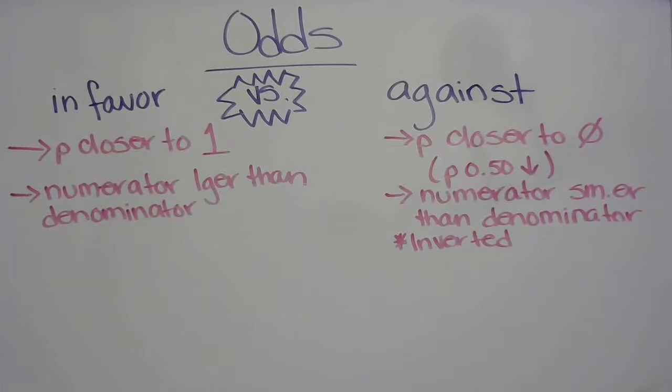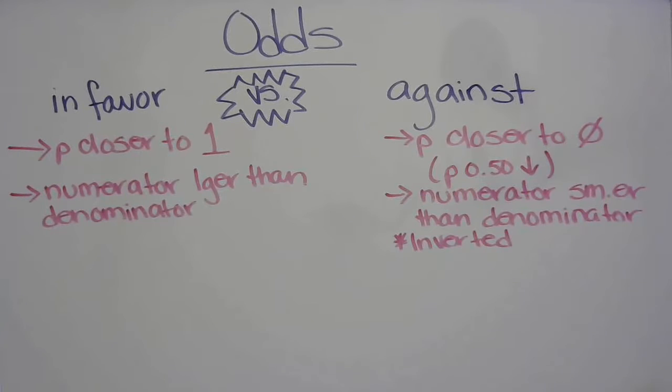Now, when you're dealing with odds, you are either going to be dealing with odds in favor or odds against. When you calculate your probability value, if your probability value is closer to 1, that means that you are dealing with odds in favor. Any probability value of 0.51 or higher is also odds in favor. And another way to tell is if your numerator is larger than your denominator, then you know that you are dealing with odds in favor.